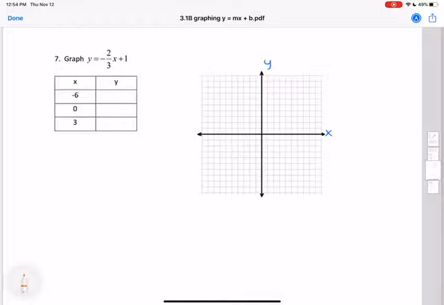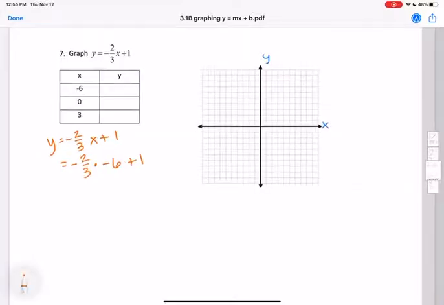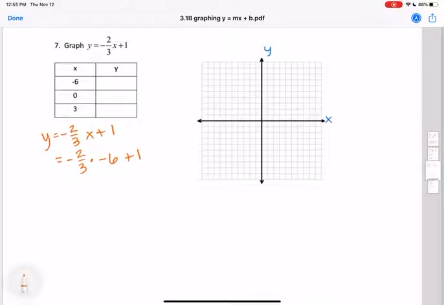Okay, so let's just plug them in and see what happens. So I have y equals -2/3 x plus 1. And I want to plug in -6. So now I have -2/3 times -6 plus 1. Okay, I don't know about you, that looks kind of messy to me. There's a lot going on.